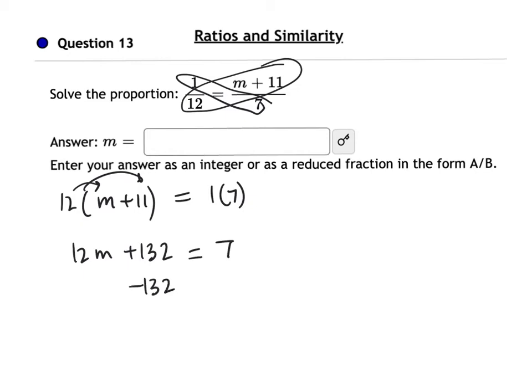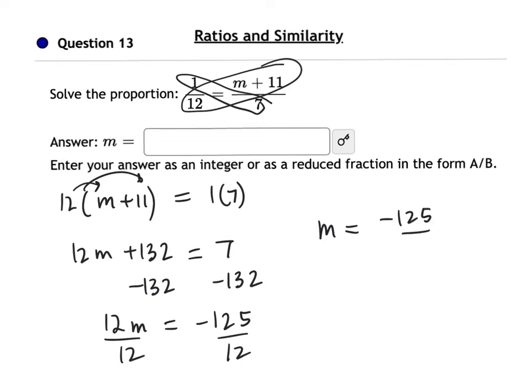I'll subtract 132 from both sides. 7 minus 132 is negative 125. So 12m equals negative 125. I'll divide by 12. I don't believe these have any common factors. 125 is 5 times 25, which is 5 times 5 times 5. There's no common factors with 12. So our answer is negative 125 divided by 12.